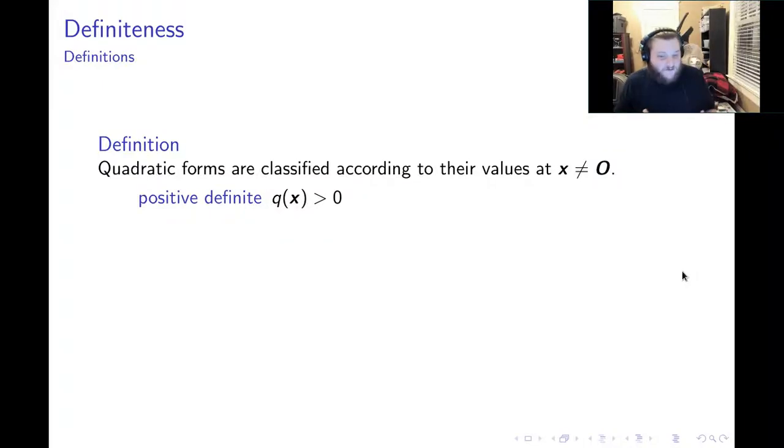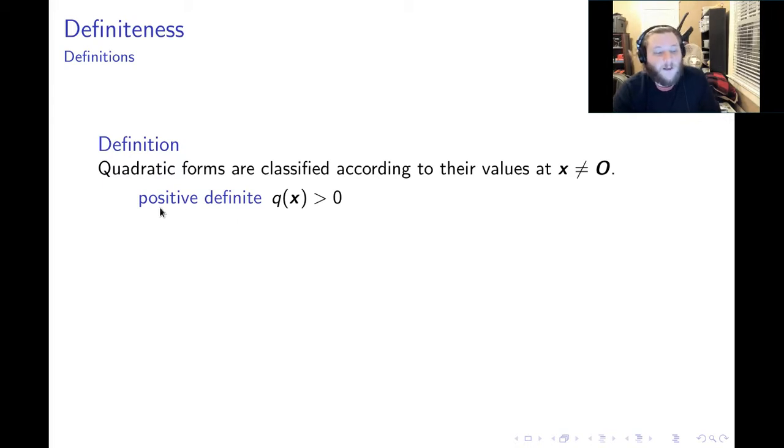Okay, so we have this notion of a quadratic form, and the idea is that quadratic forms are represented by symmetric matrices. Now, what we want to do is classify quadratic forms. And quadratic forms are classified according to their definiteness. Definiteness tells us the signs that the quadratic form takes on when we plug in input vectors that aren't equal to the zero vector. When we plug in the zero vector, we'll always get 0 as the output. So the question is, what might we get if we don't plug in the zero vector?